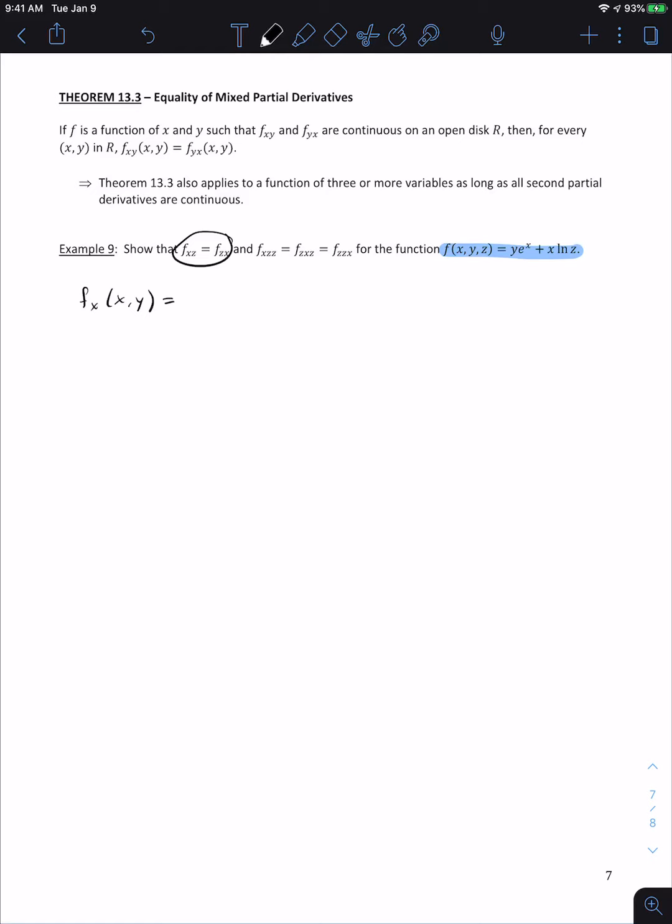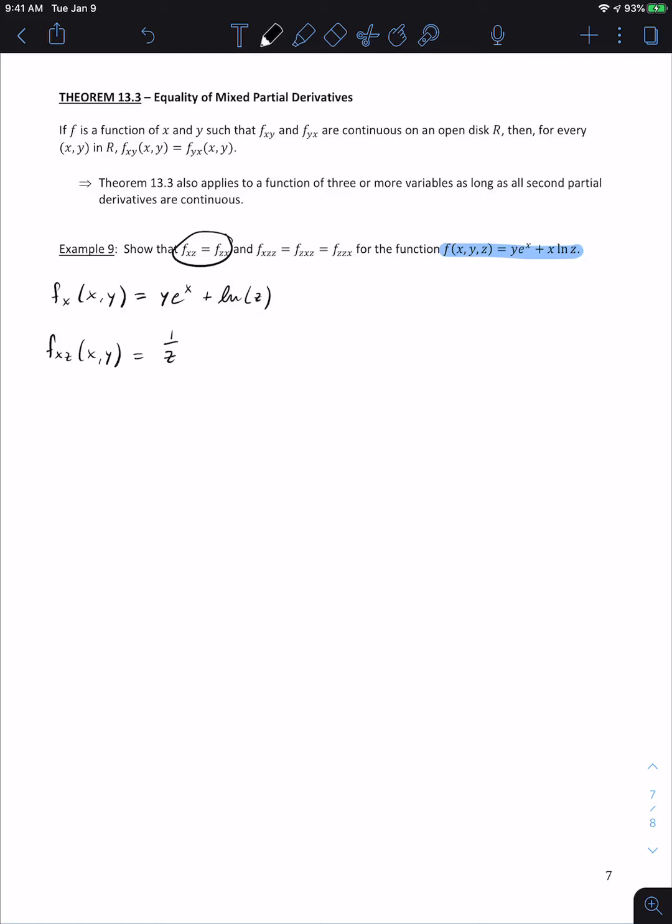If I look at the derivative with respect to x, the y is like a constant, so I get y e to the x, because the derivative of e to the x is e to the x, plus, and now the ln of z is like a constant for x, so I get plus ln of z. I want to show that f sub xz is the same as f sub zx. So now let's take the partial derivative of this with respect to z. The first term goes away because it's a constant, and the derivative of ln of z with respect to z is 1 over z.